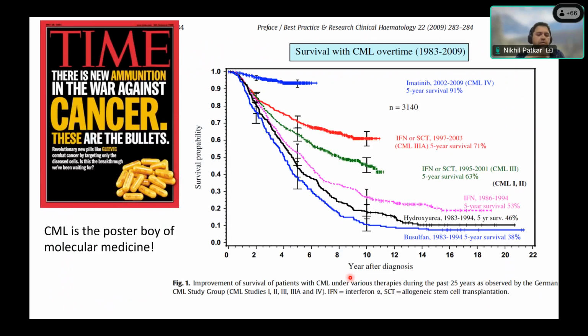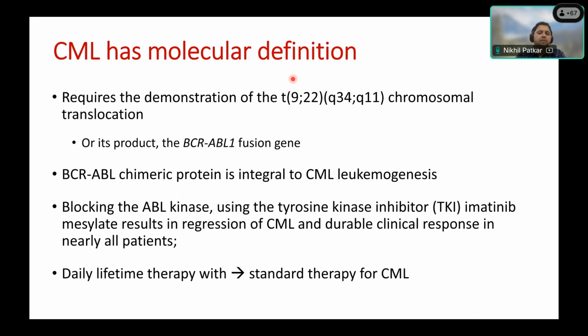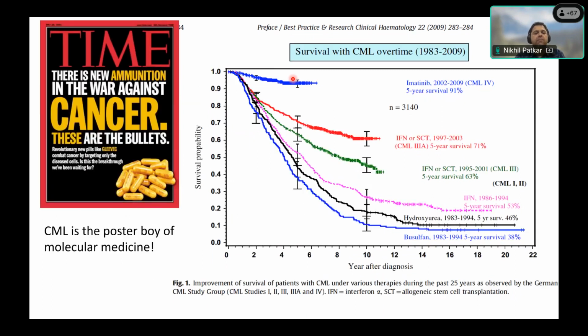CML is actually the poster boy of molecular medicine, and you can see that in the early 60s or early 80s, you had a single-digit long-term survival for CML, which was improved by bone marrow transplantation as well as other techniques. But it was actually the introduction of a chemotherapy-free drug, which is imatinib mesylate, which transformed the treatment of CML, because you now had a single abnormality which could be targeted by a specific inhibitor.